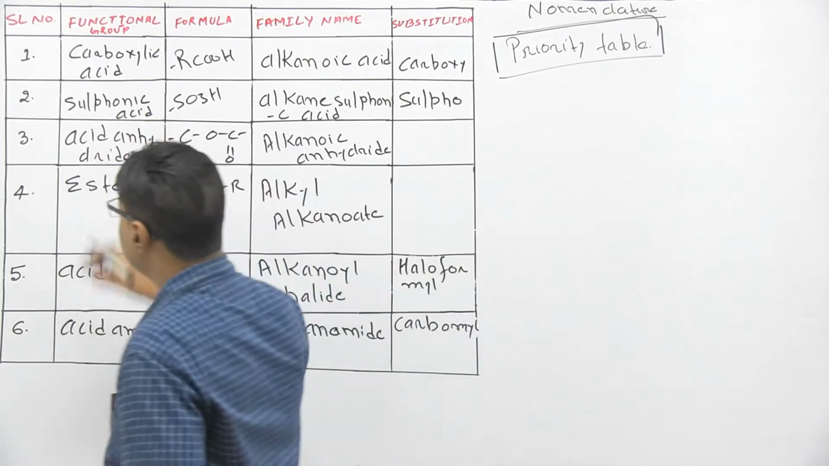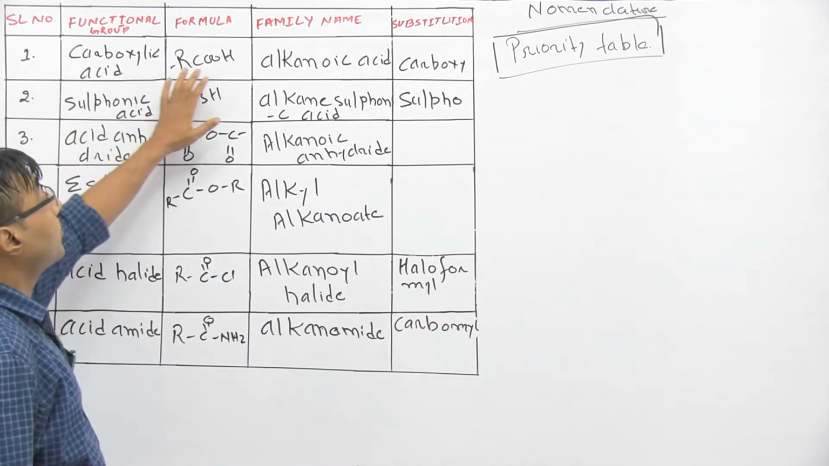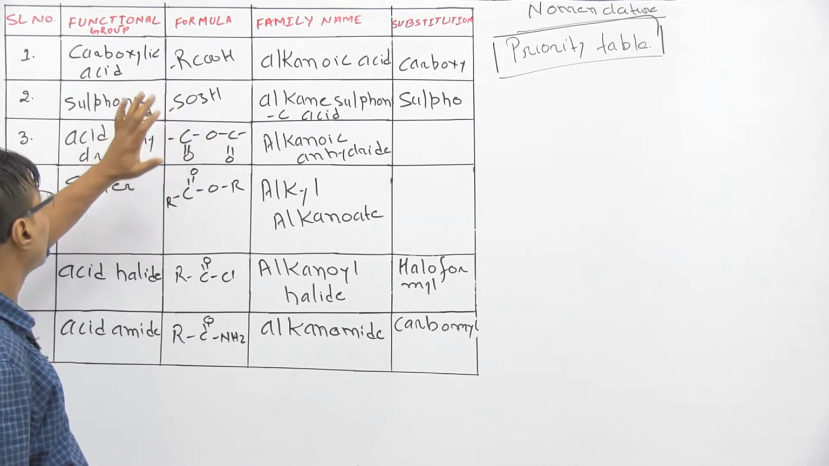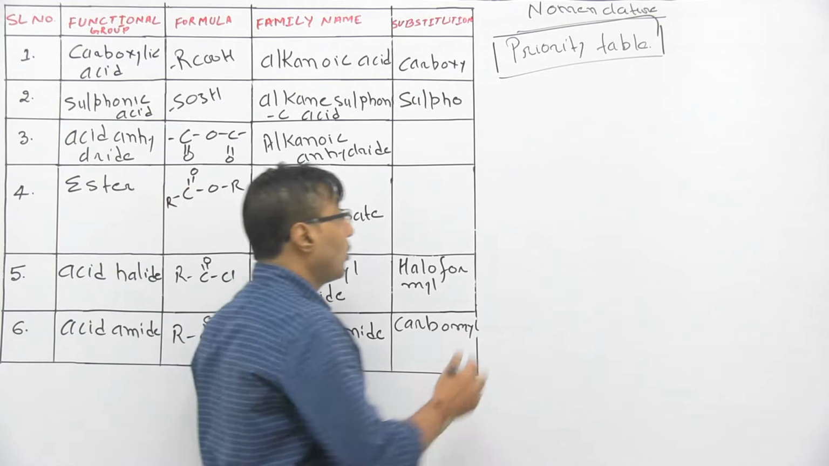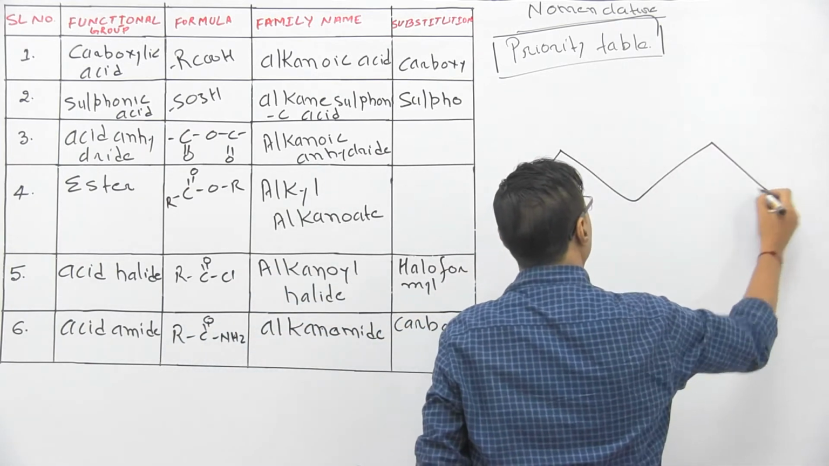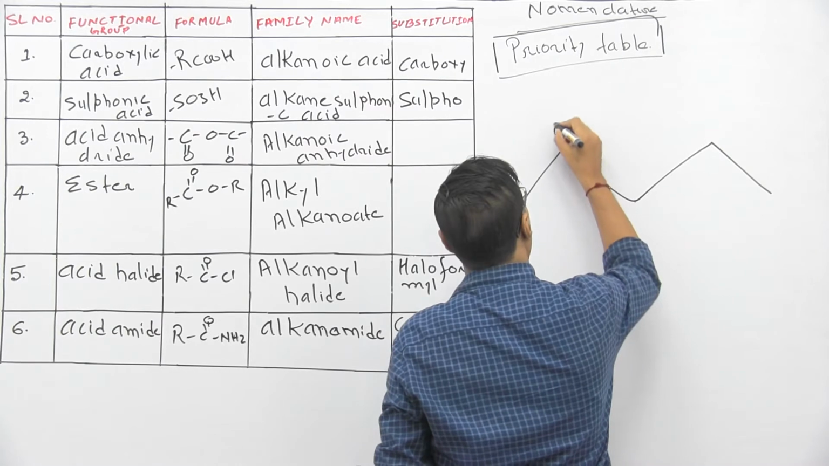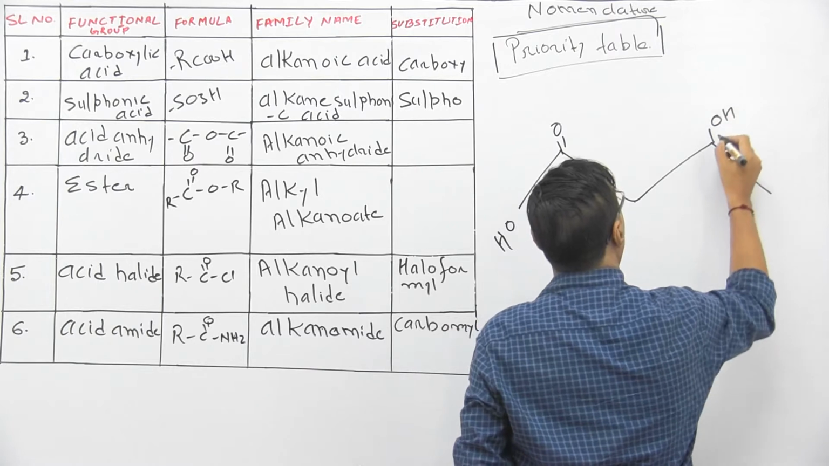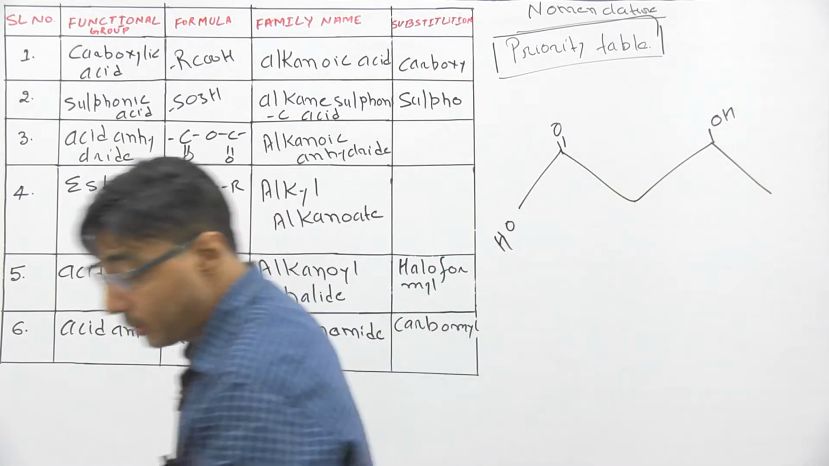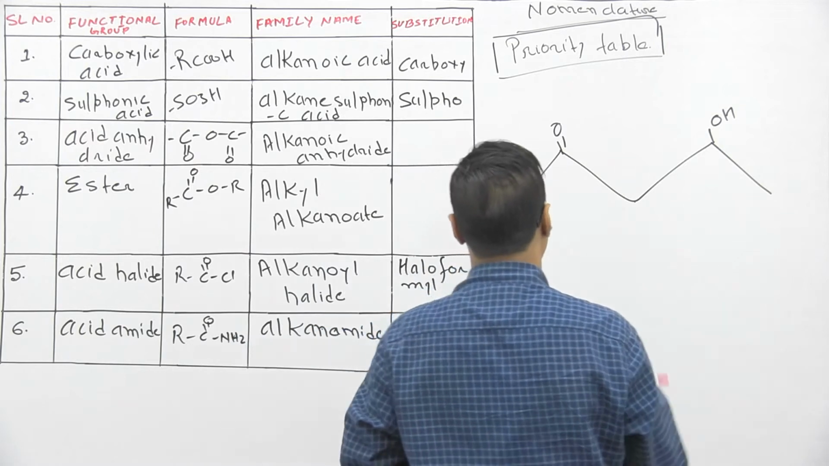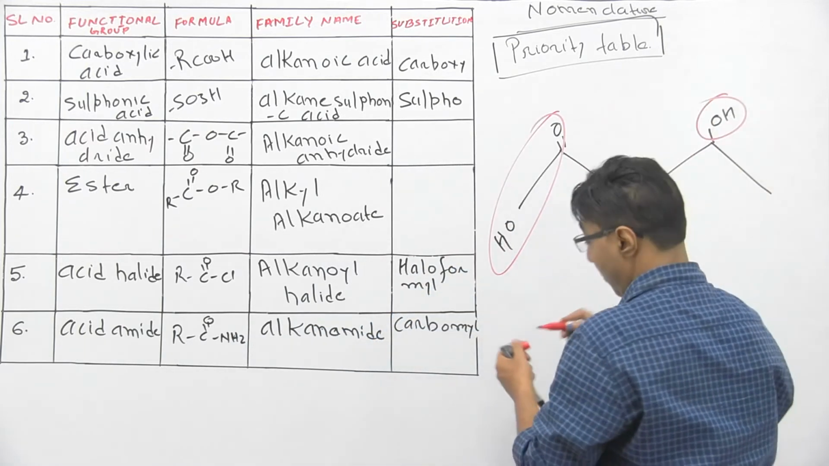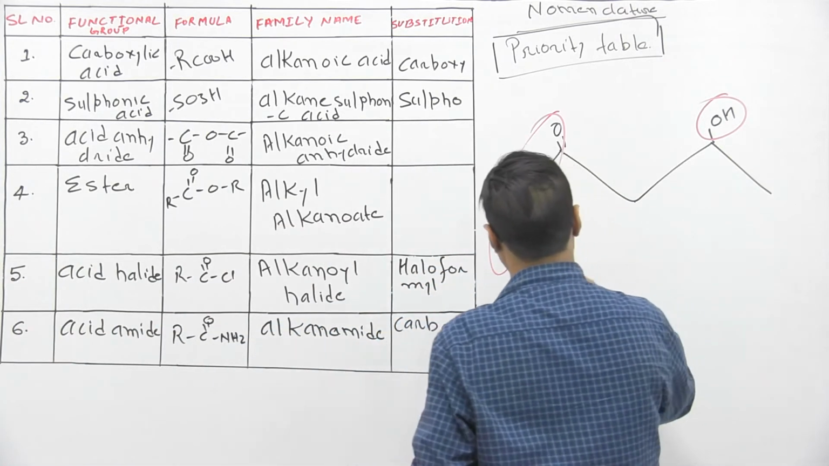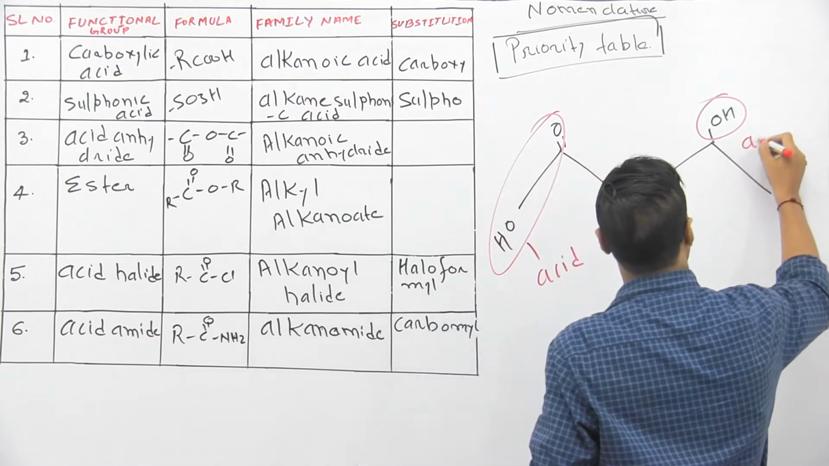So what is this format? If a compound which contains carboxylic acid and sulfonic acid both, then how to decide? Suppose a compound is there, suppose we have to name this compound, then this compound contains 2 functional group. This one is acid and this one is alcohol.